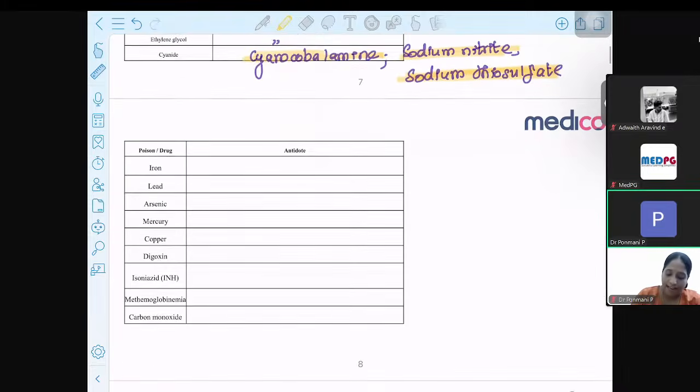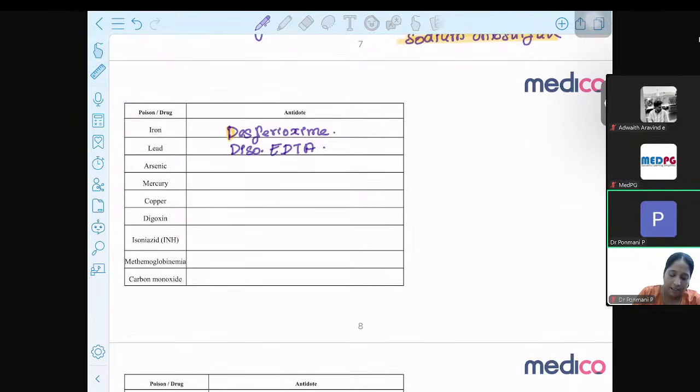And what about for iron? For iron, the antidote is desferrioxamine. And for lead, it is disodium EDTA. And for arsenic, it is going to be BAL. And for mercury also, it is BAL. So for these two, it is going to be BAL. And for copper, it is D-penicillamine. And for digoxin, you have a specific thing which is called digibind.